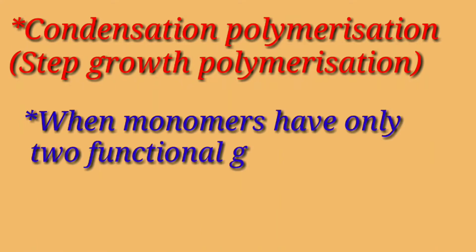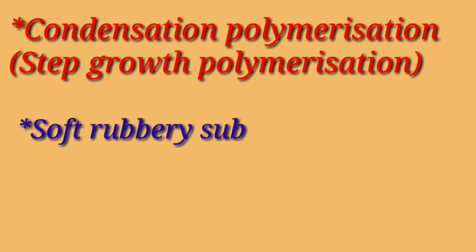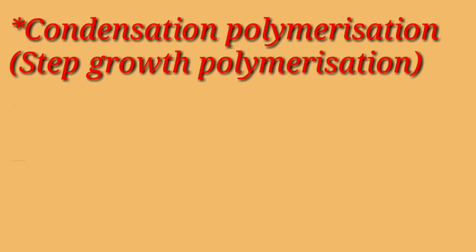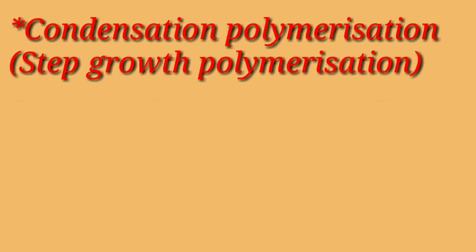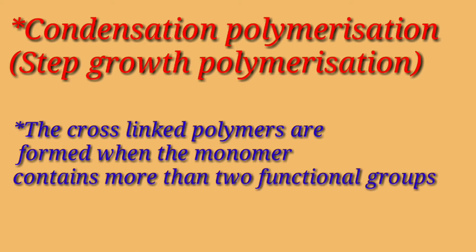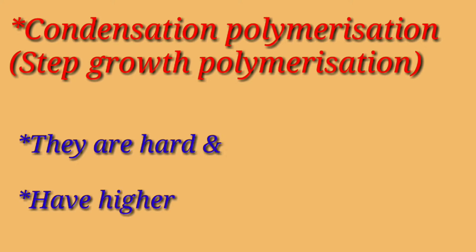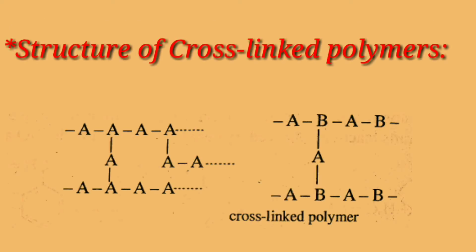When monomers have only two functional groups, then repeated condensation gives linear polymers, which are soft, rubbery substances and which can easily dissolve in certain solvents. Linear polymer is represented as follows. Next, cross-linked polymers are formed when the monomer contains more than two functional groups. They are hard and have higher melting points. Consider the structure of cross-linked polymers.